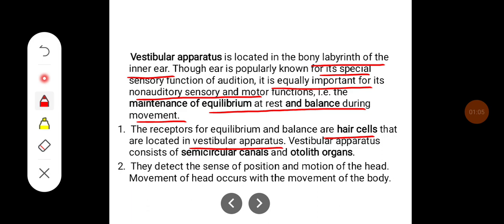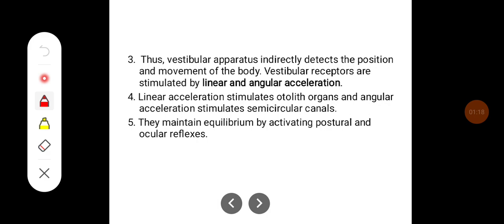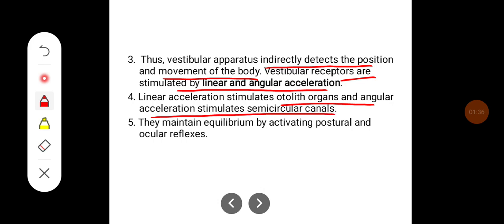Vestibular apparatus consists of semicircular canals and otolith organs. They detect the sense of position and motion of the head. Movement of the head occurs with the movement of the body. Thus, the vestibular apparatus indirectly detects the position and movement of the body. Vestibular receptors are stimulated by linear and angular acceleration. Linear acceleration stimulates otolith organs and angular acceleration stimulates semicircular canals. They maintain equilibrium by activating postural and ocular reflexes.